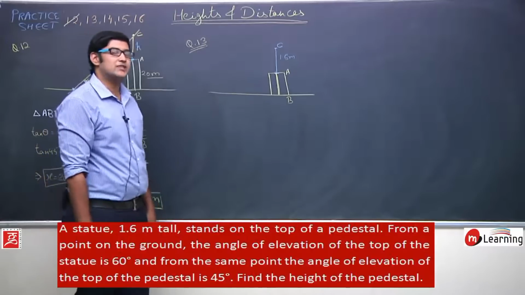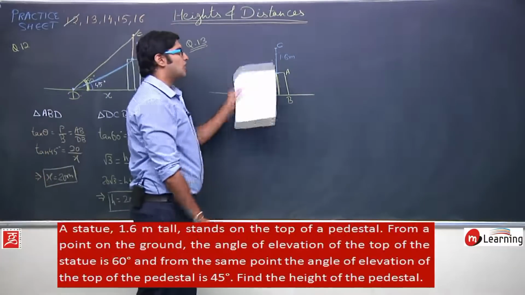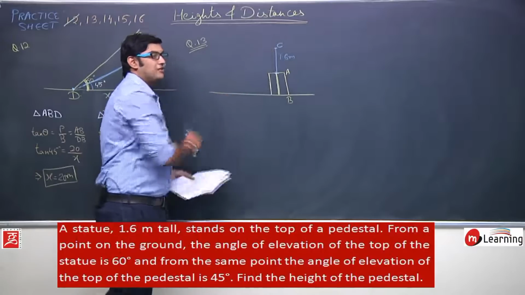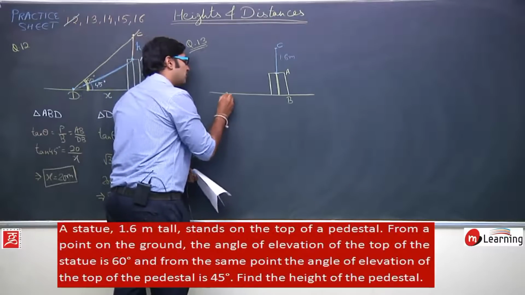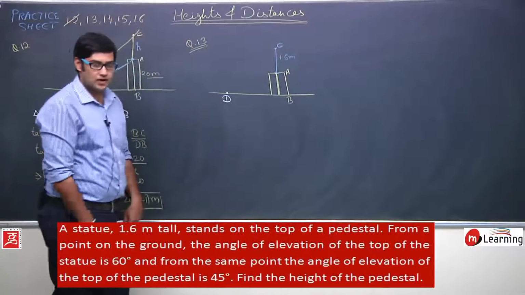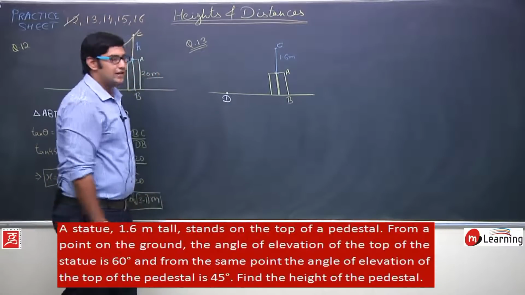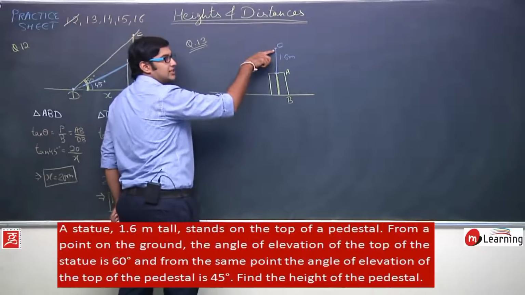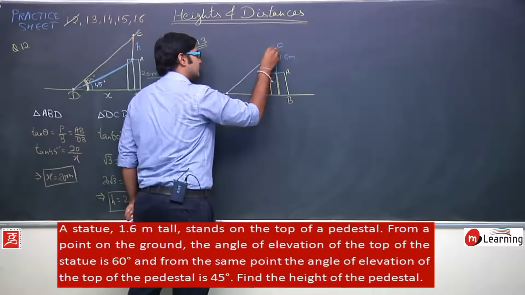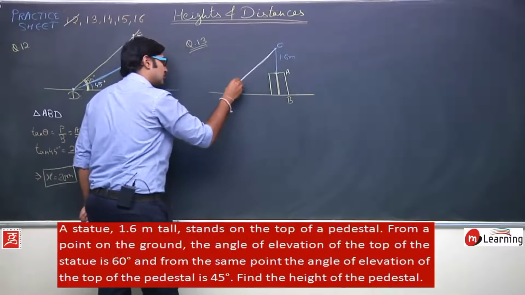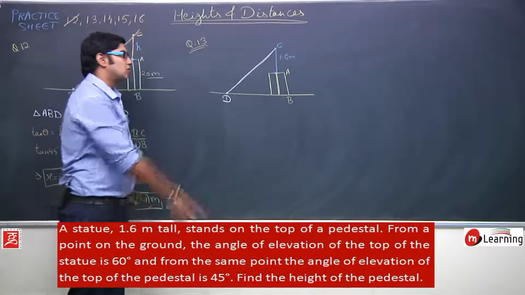Height of the statue is given as 1.6 meters, and if I observe the top of this statue from the ground level, let us say there is a point on the ground which is D, from where I am observing. So this is the point from where I am observing the statue, and if I observe the top of this statue, my line of sight will be this one.